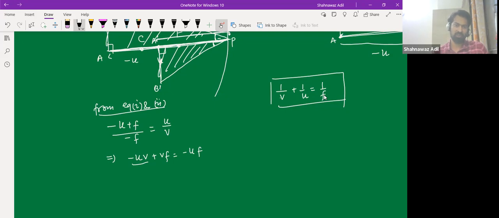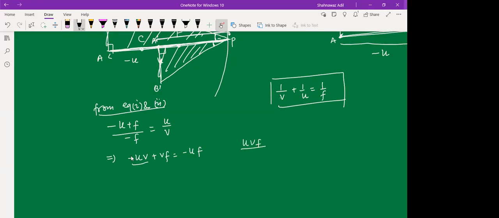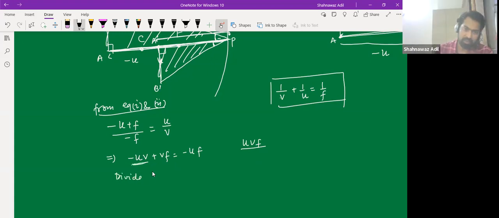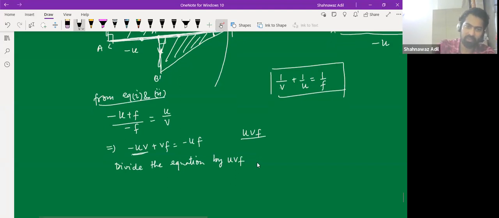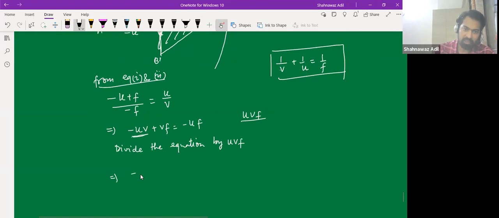You are absolutely correct. You are going in the right direction. So let's say if I divide with UVF. Okay, so then what will I get? Let me write, divide the equation by UVF. So this would be how much? This would be minus of 1 by, let me write, UV and UVF, and this is VF, UVF, and this is minus UF, and this is U.